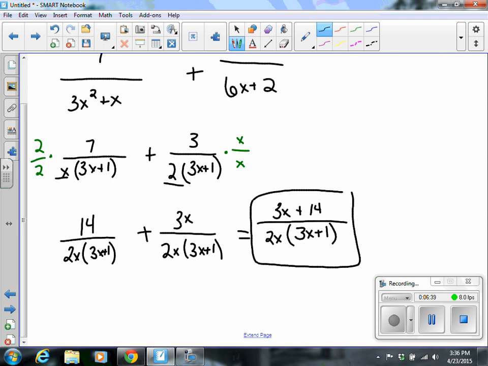Something to note, if for instance I could simplify or cancel out something from the numerator and denominator, you need to go ahead and do that. Now, let's work with something where we have a polynomial that's not the same.